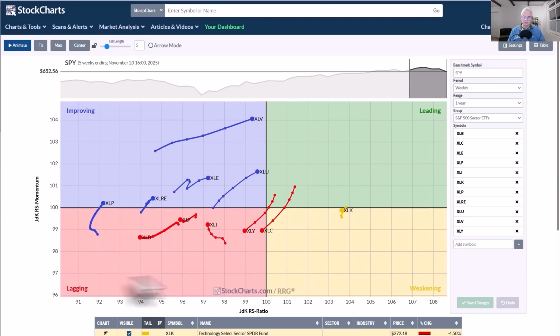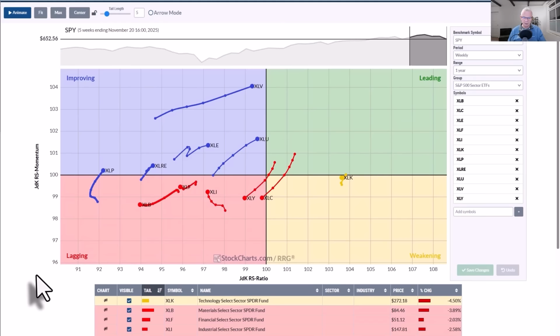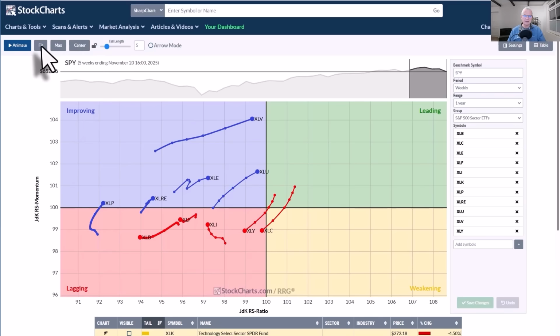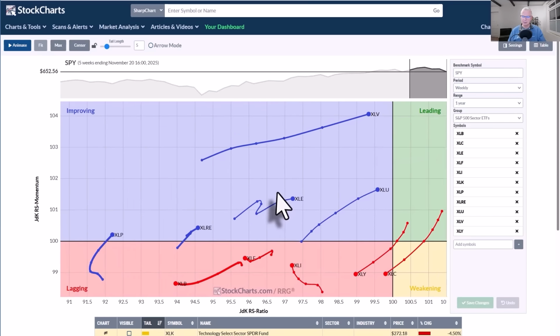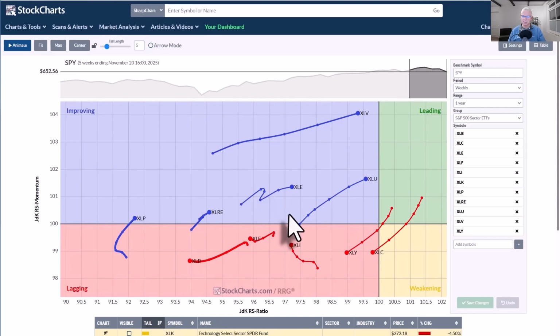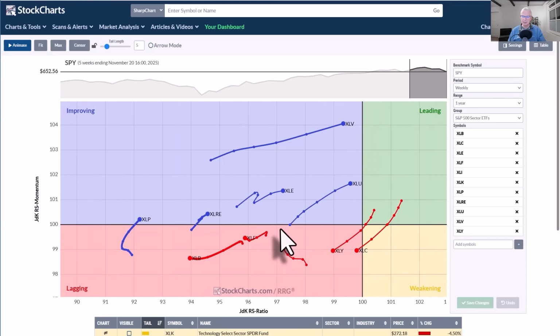You could actually, let me do that just for fun. Let me just tick off technology and then fit. And you see how this is a very nice, evenly spread RRG. Forget about the crosshair here. You can see that this is a nice circle. The crosshair is dragged to the right by the technology sector.